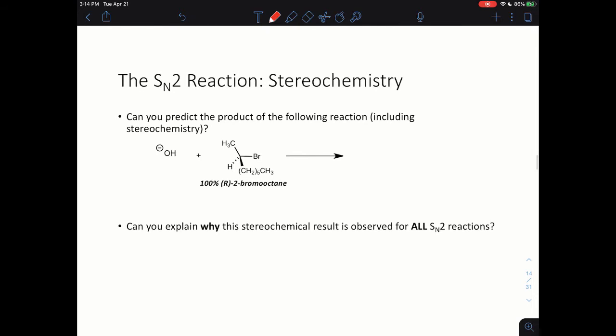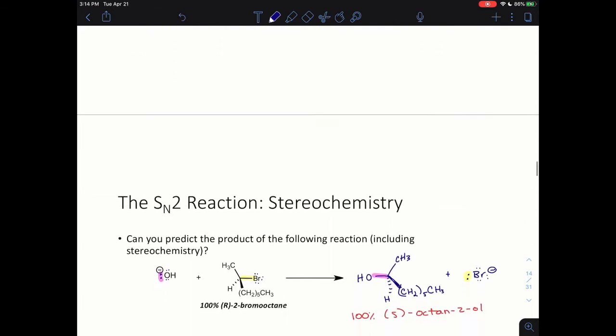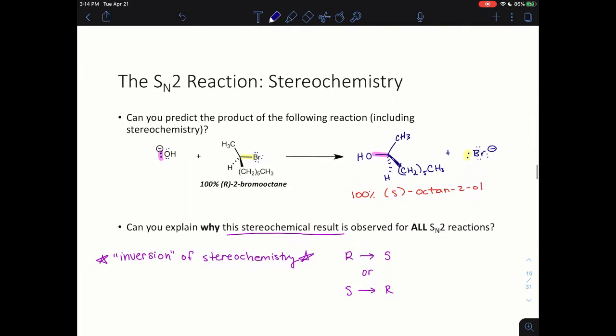So let's take a moment and see if we can predict the product of this reaction, including the stereochemistry. Don't worry about the second question yet. I want you to go ahead and predict the product. Really, really try. Even if you're unsure about the stereochemistry, you should still practice predicting the products with the curved arrows. All right, pause, pause, pause. Last chance. Okay, here's the product.